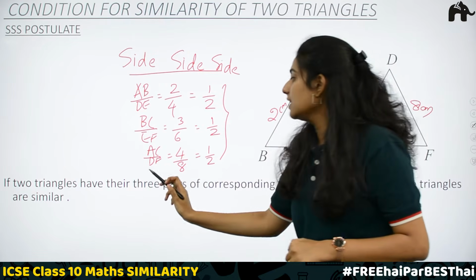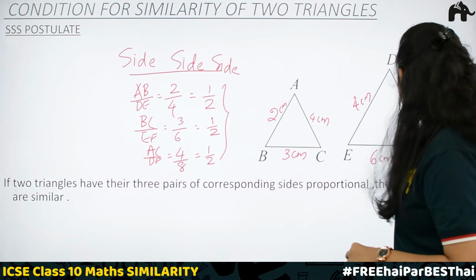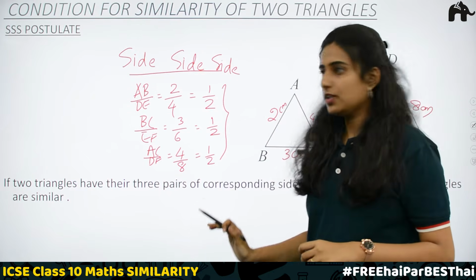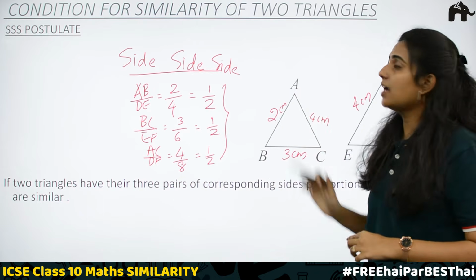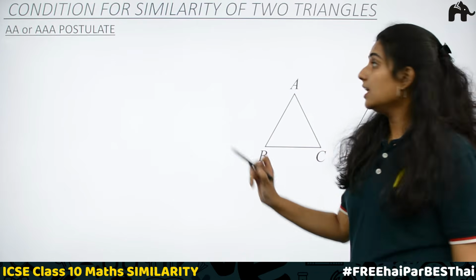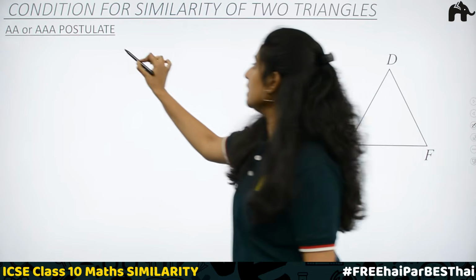So, if two triangles have their three pairs of corresponding sides proportional, then the triangles are similar. Okay. So, this is the second postulate to show two triangles are similar. Now, the third AA or AAA postulate. AA means angle.